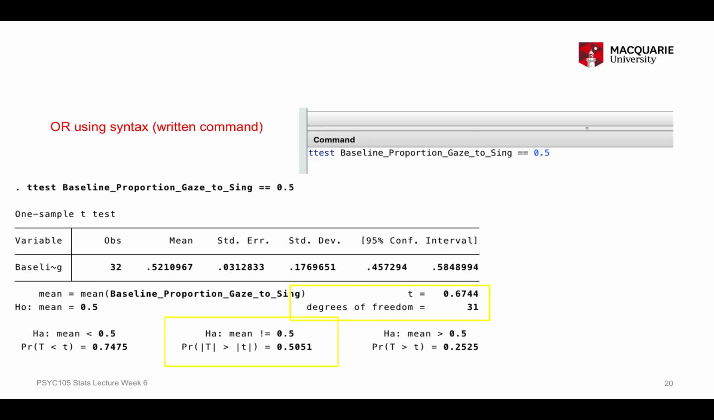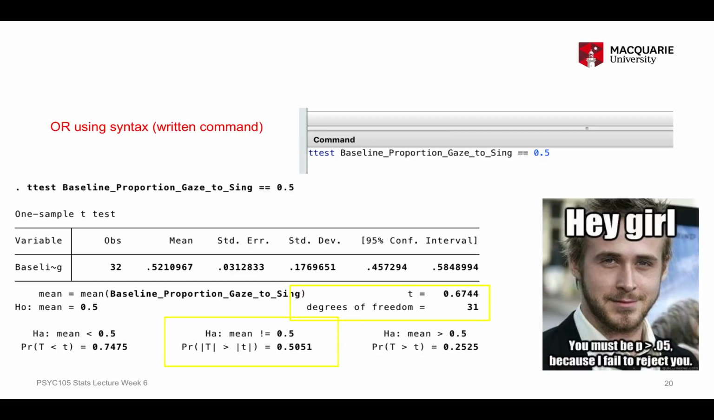This is a probability of 0.5, which is a 50% chance. So there is a 50% chance that we have obtained this particular t-statistic if the null hypothesis is true. And that's reasonably high. That's not small enough for us to reject our null hypothesis. And therefore, our conclusion here is that we don't have a significant result.